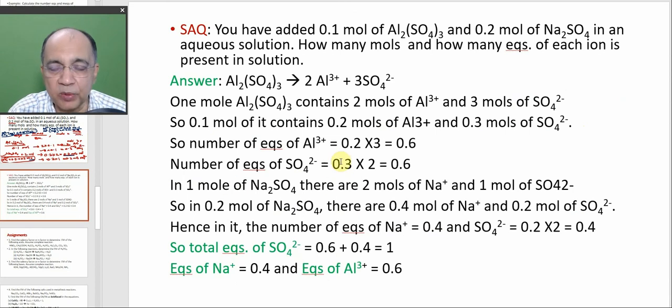And the number of equivalents of sulfate from aluminum sulfate is 0.3 into 2, 2 being its valency factor, 0.6. It has to be. In a particular formula unit, the number of equivalents will be the same. The number of moles might be different, but the number of equivalents must be the same because the charge will be the same.